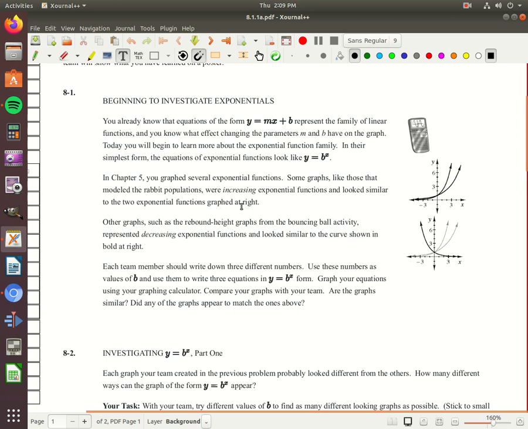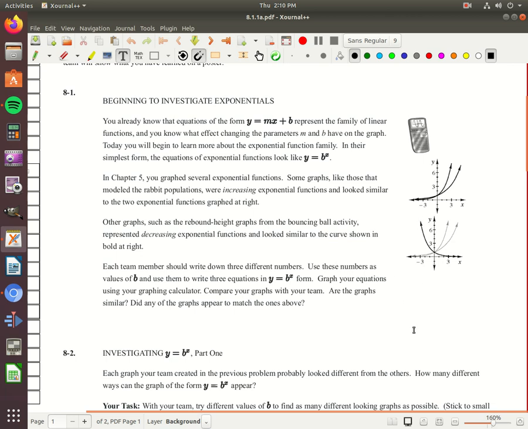In chapter 5, you graphed several exponential functions. Some graphs, like those that modeled the rabbit populations, were increasing exponential functions, like those two, and look similar to these two at the right. Others, such as the rebound height graphs from the bouncing ball activity, represented decreasing exponential functions and look similar to the curve shown in bold at right. So that was this one that went down.